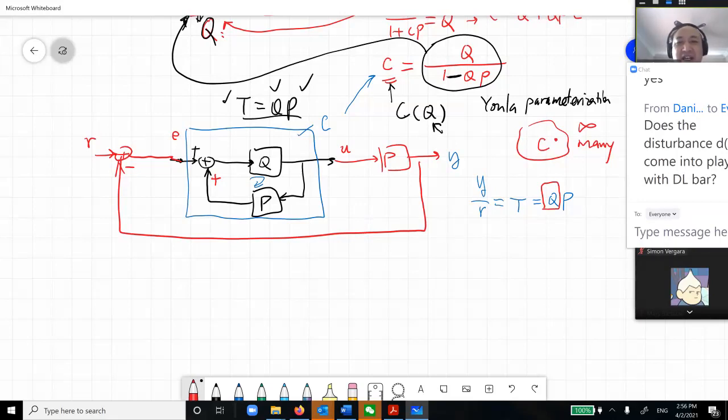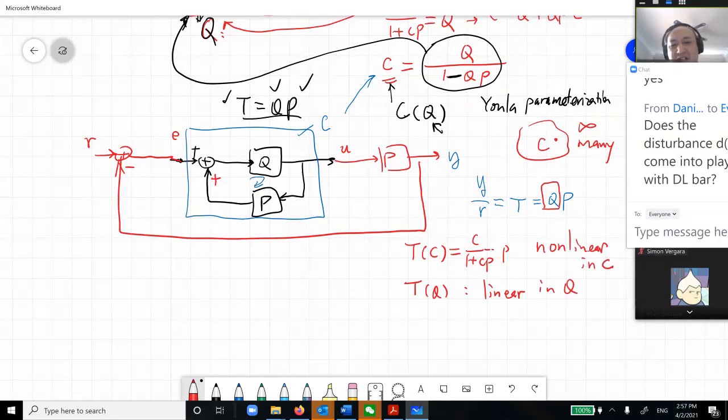If I search C, remember, originally T is a function of C, which is C over 1 plus C times P, times P. So this is nonlinear, okay? But if I say I search Q, so I write T as a function of Q, then this is linear in Q. This is nonlinear in C. So it is much easier to search the best C when you are linear. Linear has another term, it's called affine. That's why they call it affine parameterization. Get it?